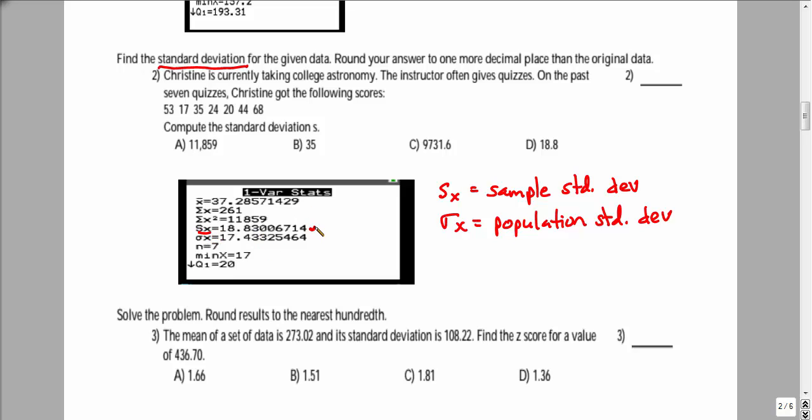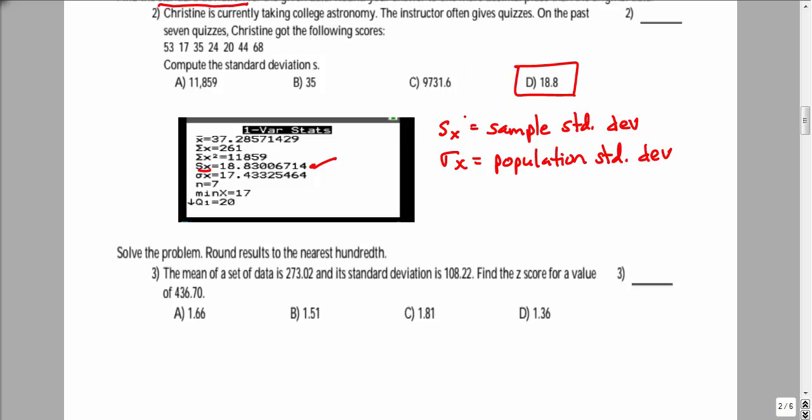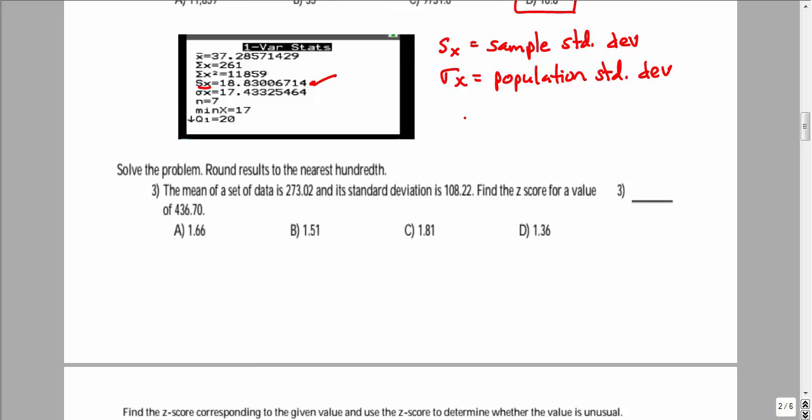So that is going to be 18.83, which would be our value for D here, 18.8 rounded. Now one of the things to really remember is to always keep everything very accurate when you put them in the list, because it's easy to get off by a value.